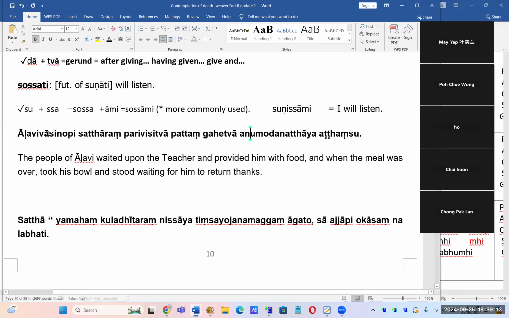So "alawi wasino." We have seen this before. "Alawi," "alawi." "Wasino": "wasi" is a person, and "no" refers to many, so "wasino" means many people. "Pi" here also. And all right, so this is the subject here. So "sataram parivisitwa patam gahetwa anumodanataya atamsu." This is a sample sentence. All right. So the subject will be this.